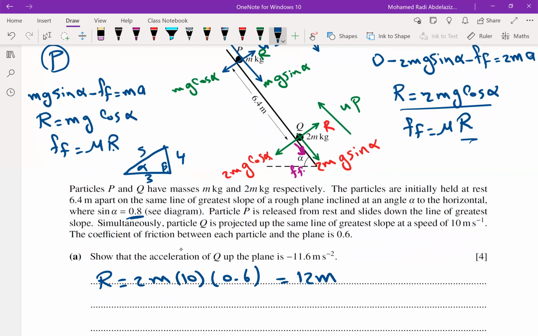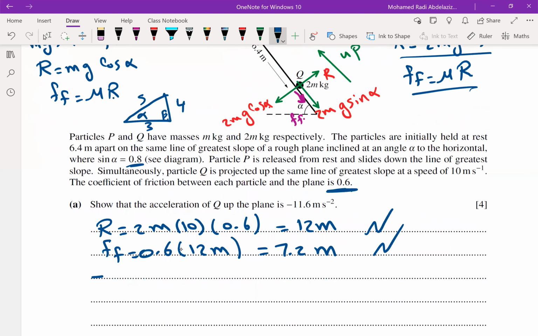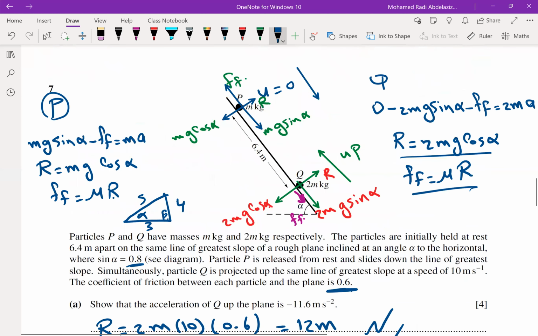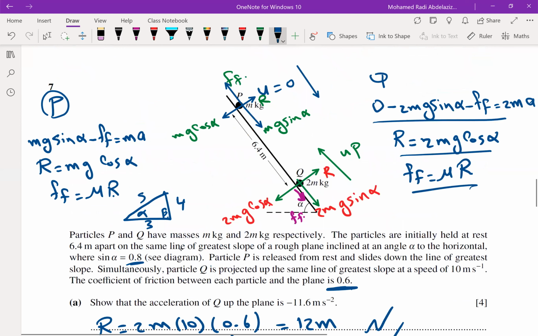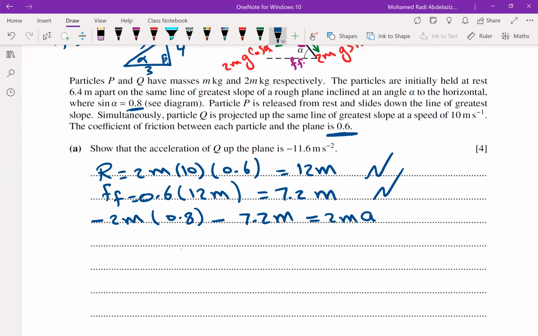Go to the second equation. Frictional force is equal to mu, the given coefficient of friction 0.6, times R, which is 12m. So the answer will be 7.2m newtons. Back to the first equation: negative 2m sine alpha, which is 0.8, minus friction force 7.2m is equal to 2ma. We can divide it all by m, then find the value of a.